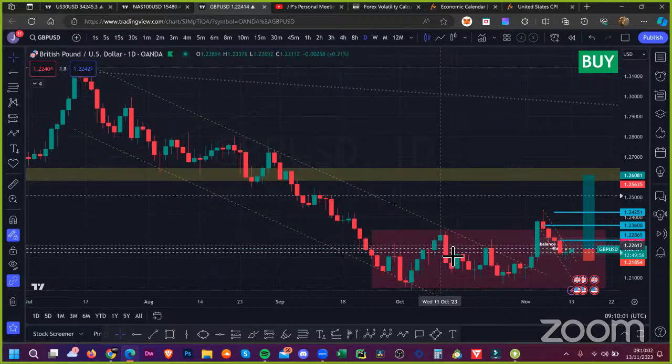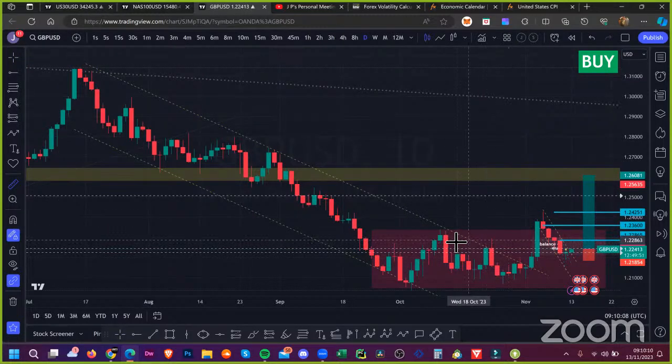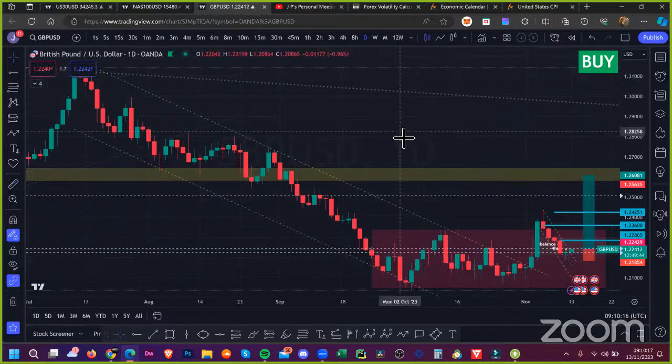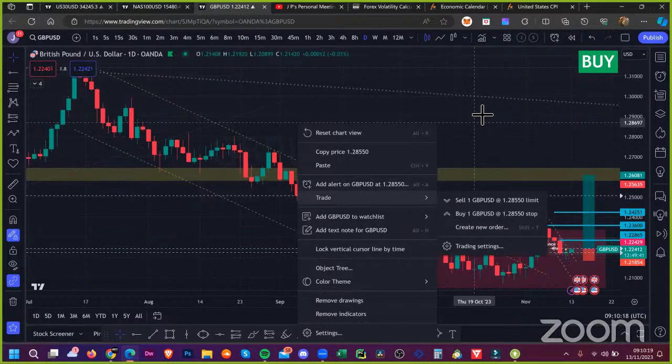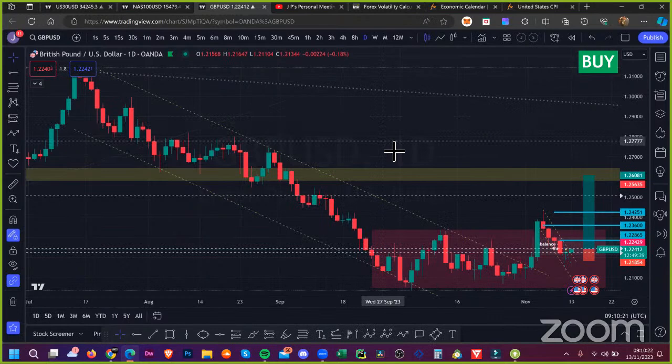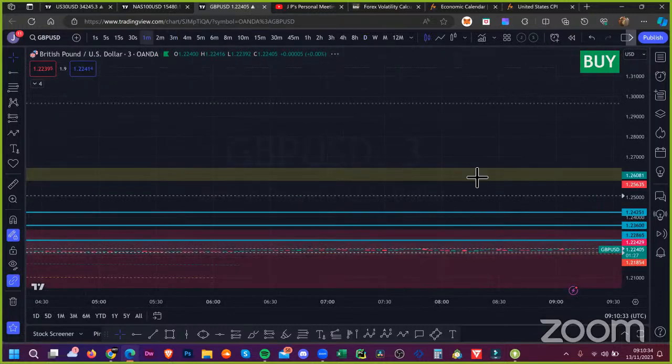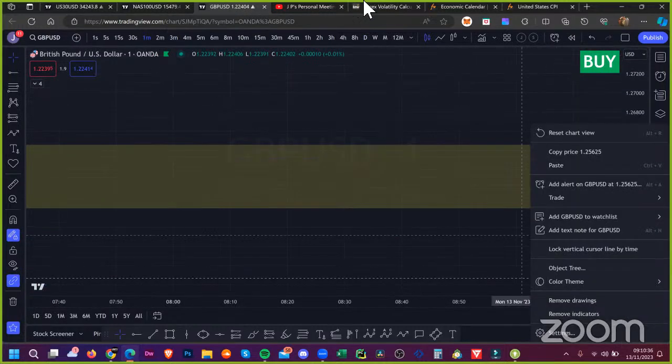Another thing here, I'm going to show you that way. So look, have a look at this daily candle. 160 pips. Nearly double of what it does on average. So yeah, it could get this in this direction a lot quicker than the average.